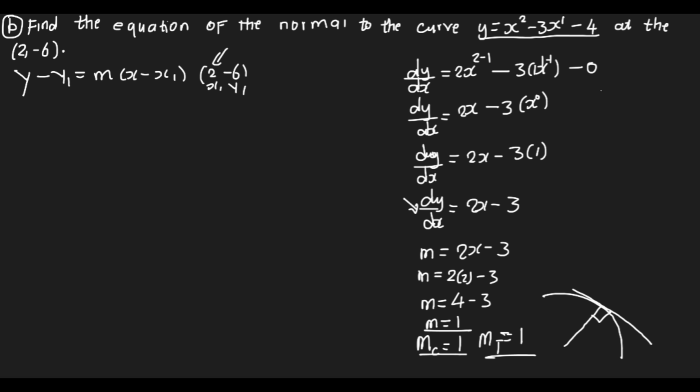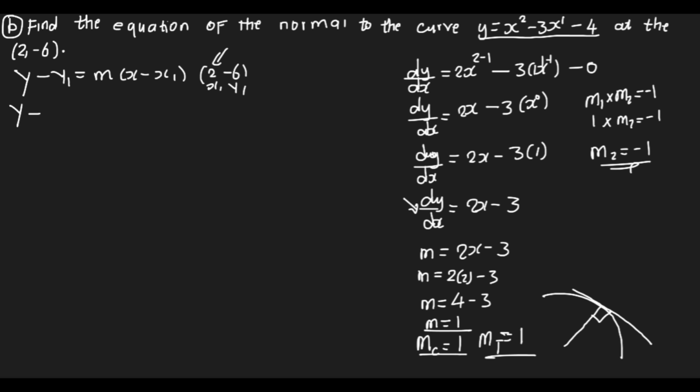Now, for us to find the gradient of the normal, we'll just say gradient 1 times gradient 2 is equal to negative 1. So gradient 1 is 1, times m2 is equal to negative 1. So 1 times m2 is just m2, which is equal to negative 1. So the pattern here is, if the gradient of the curve or tangent is 1, then the gradient of the normal should be negative 1. But if it was 2, 3, 4, then the gradient of the normal should be a fraction, 1 over that number. You also interchange the sign.